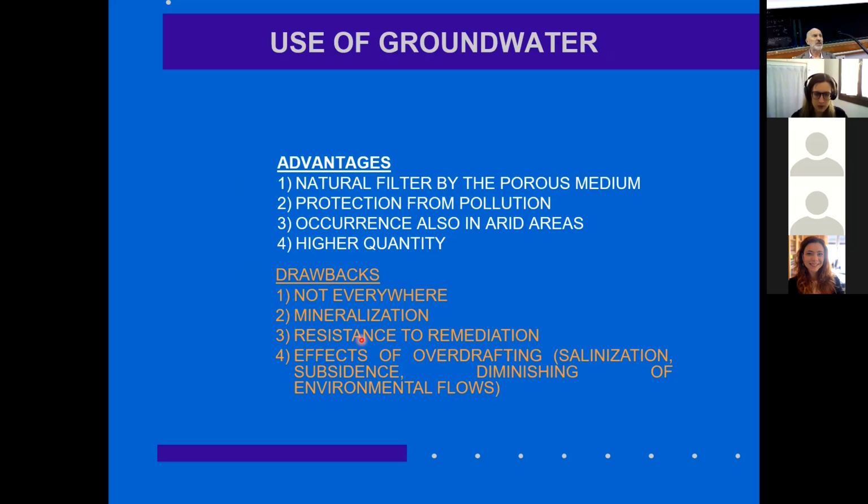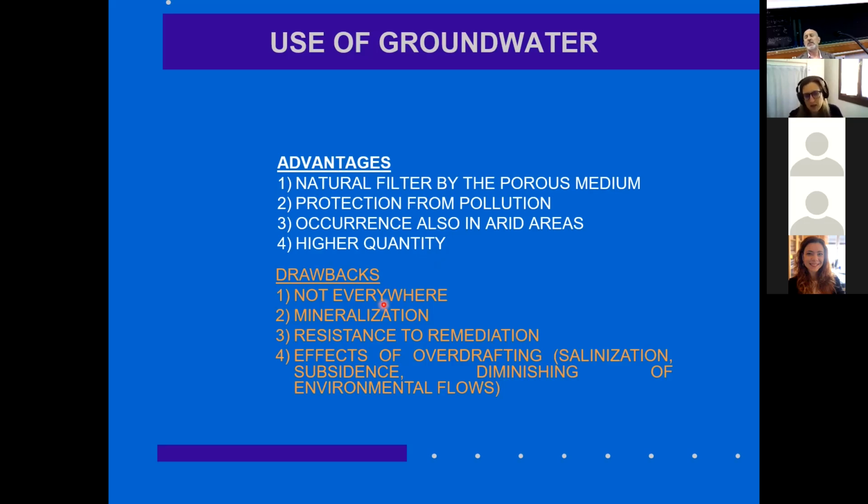Why it is wise to use groundwater as main water resource? Because groundwater is already naturally filtered by the porous medium. We have seen in the preceding lesson that groundwater flows inside the porous medium, so it is filtered by this flow. It's more protected from pollution if we don't pollute it. It could occur also in arid areas, and in some places it could be exploited with higher quantity respect to surface water. Basically, it's better to exploit groundwater respect to surface water as main destination of freshwater use.